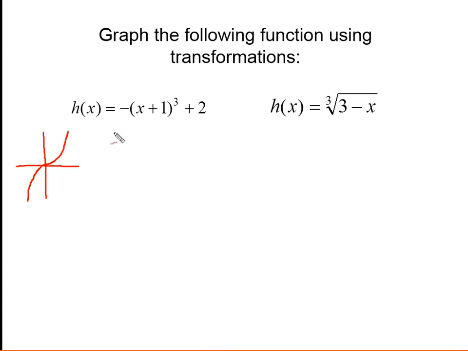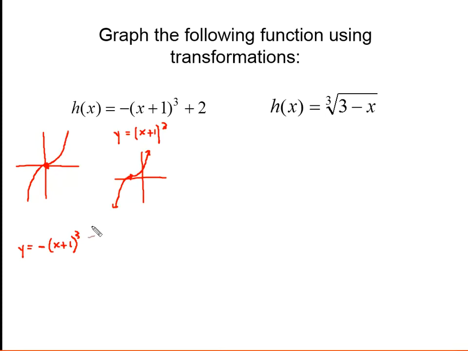All right, now the next thing would be to take the addition inside the cube. So let's say I look at (x plus 1) cubed. That's going to shift the graph to the left 1 unit. So I'm going to take this point on my graph, move it to the left 1 unit, and move the whole graph to the left 1 unit as well. So there's a rough sketch of (x plus 1) cubed.